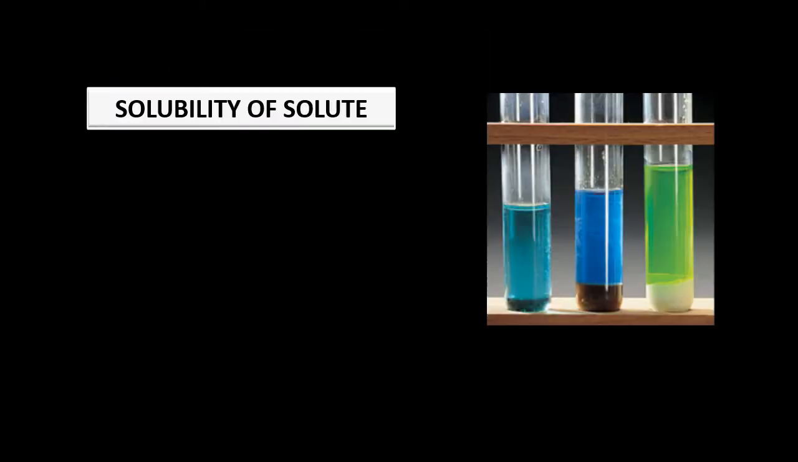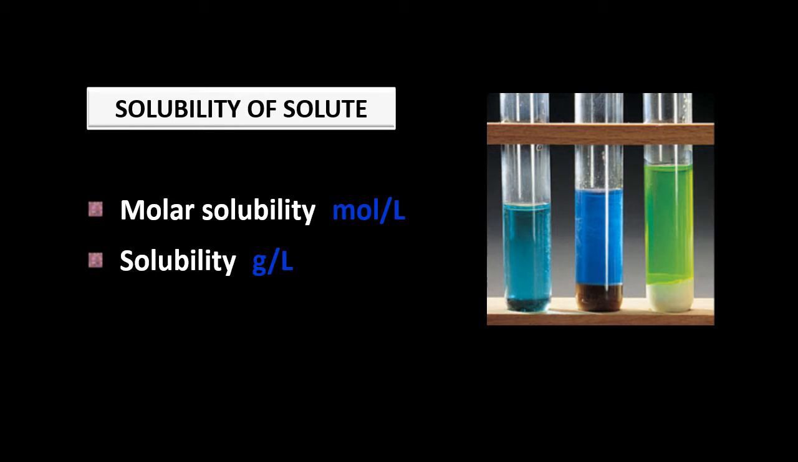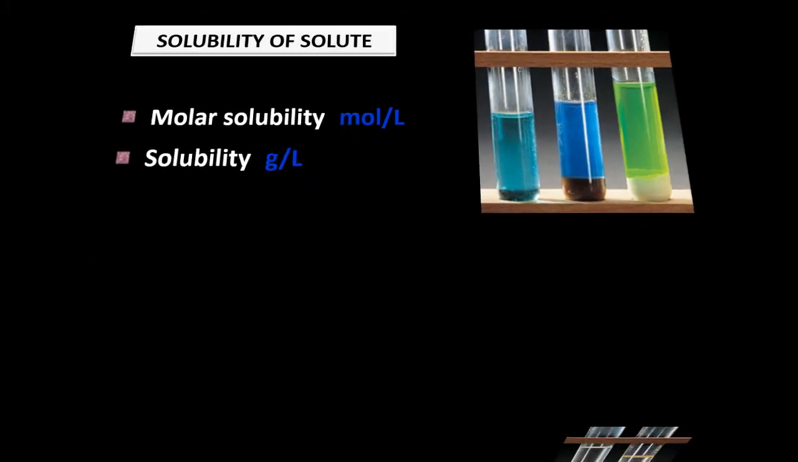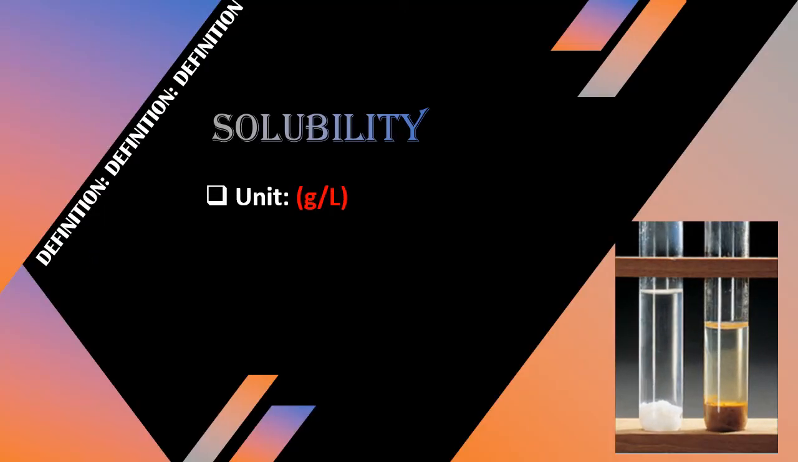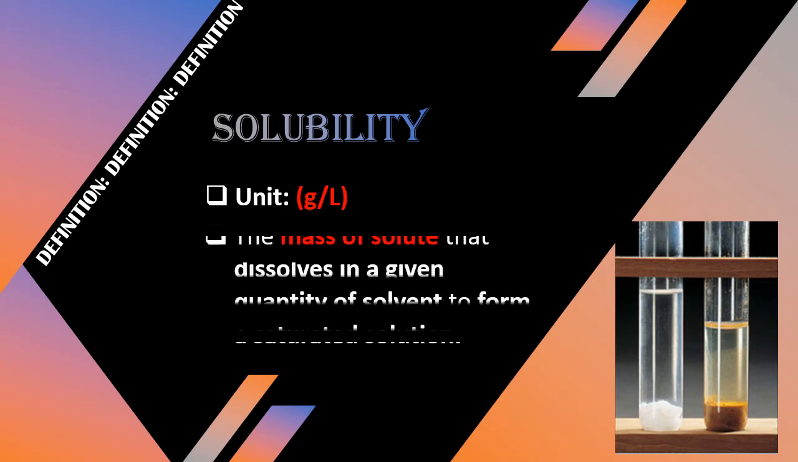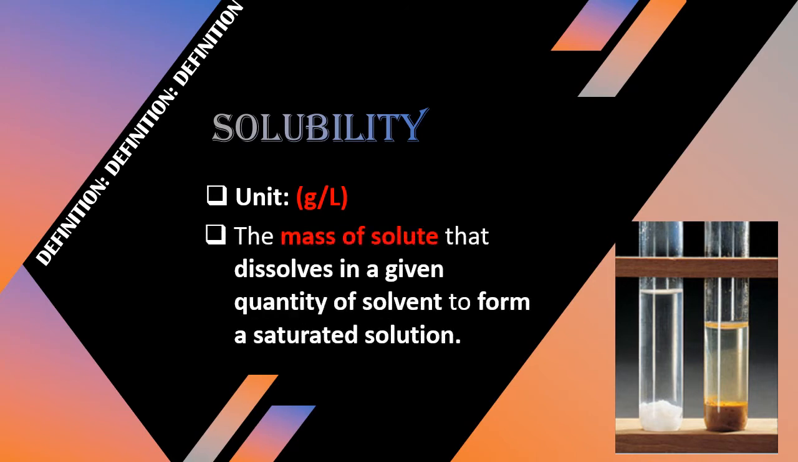Okay, next. If we discuss the solubility of a solute, we will look at molar solubility and solubility. Both of them have different units. Solubility has the unit gram per liter. It is the mass of solute that dissolves in a given quantity of solvent to form a saturated solution. So remember, solubility is gram per liter. We are using the mass of solute over the volume of the solution.